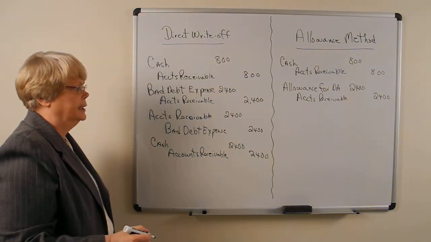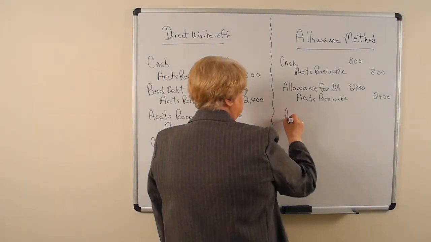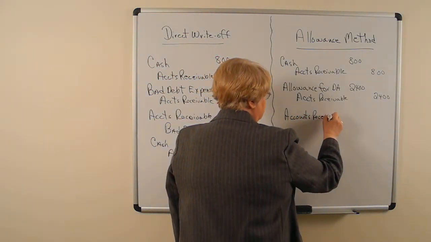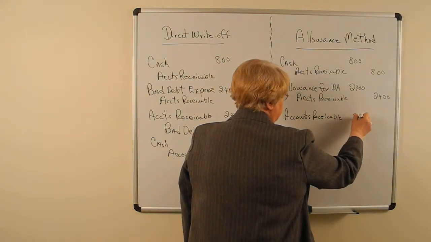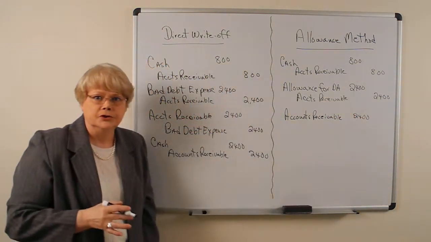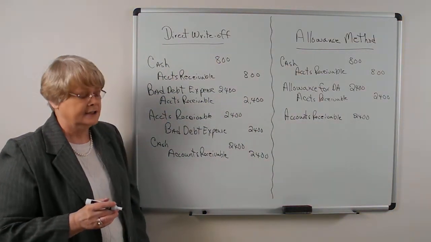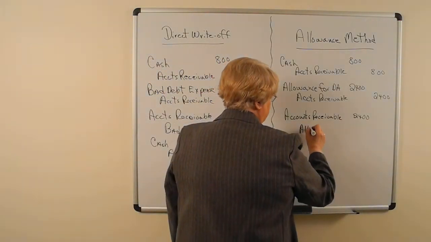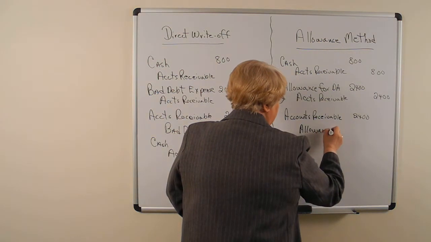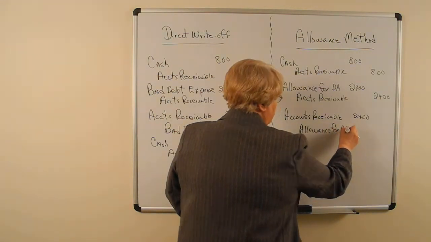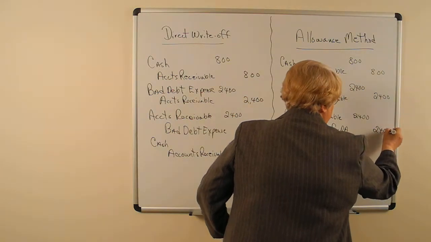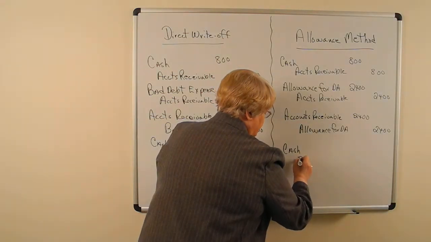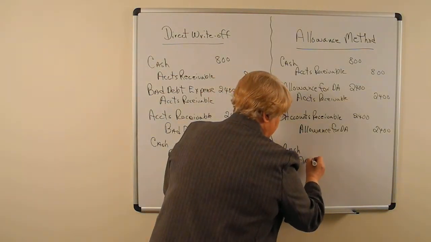Okay, on the other side, we're going to reinstate the account. So it'll be a debit to accounts receivable for $2,400 and a credit to the account that we used to charge it off. In the case of the allowance method, we used the allowance for doubtful accounts. So that's the account that we're going to credit. And then we record the cash received. We're going to debit cash and credit accounts receivable.